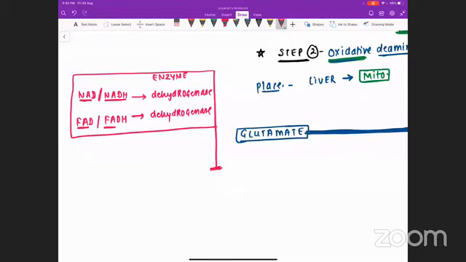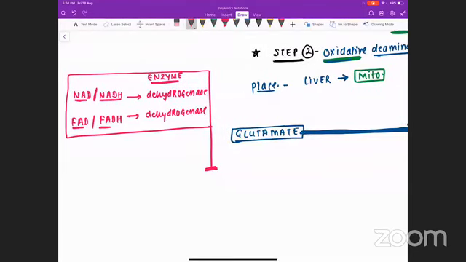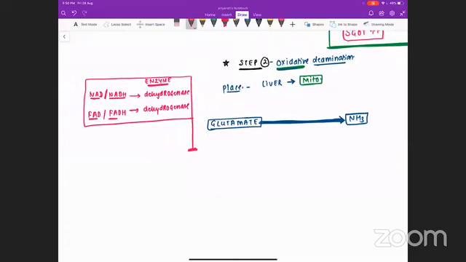So this is the first thumb rule. NAD, NADH or FAD, FADH: the name of the enzyme is going to be dehydrogenase. So what happens in this reaction is, when the glutamate donates the ammonia, NAD comes into the picture and converts into NADH. And whenever there is NAD, NADH or FAD, FADH, the name of the enzyme is dehydrogenase. So the name of the enzyme is glutamate dehydrogenase.